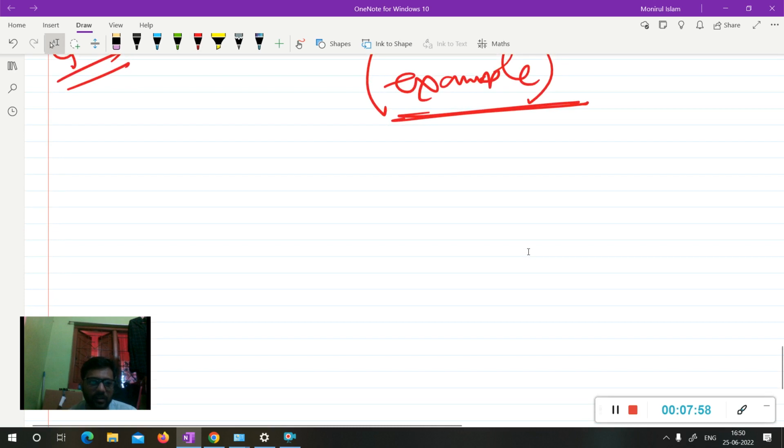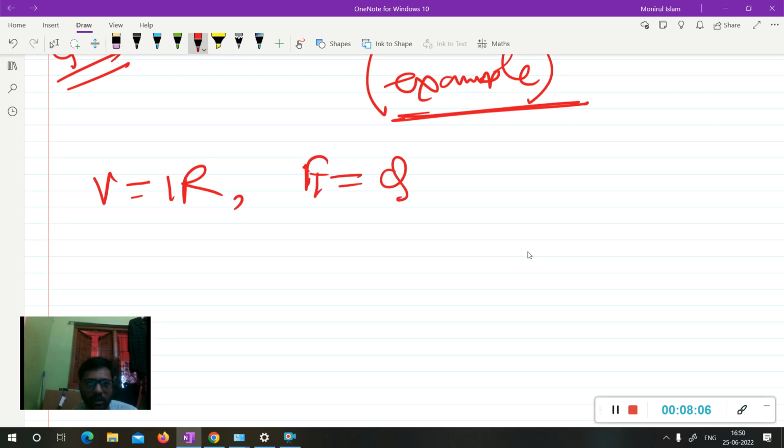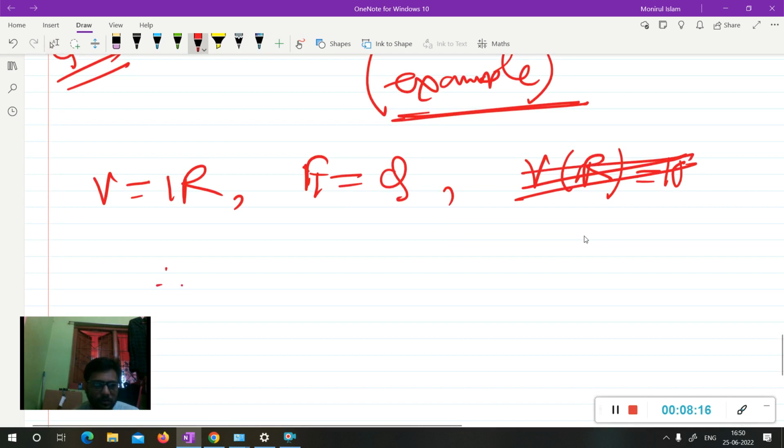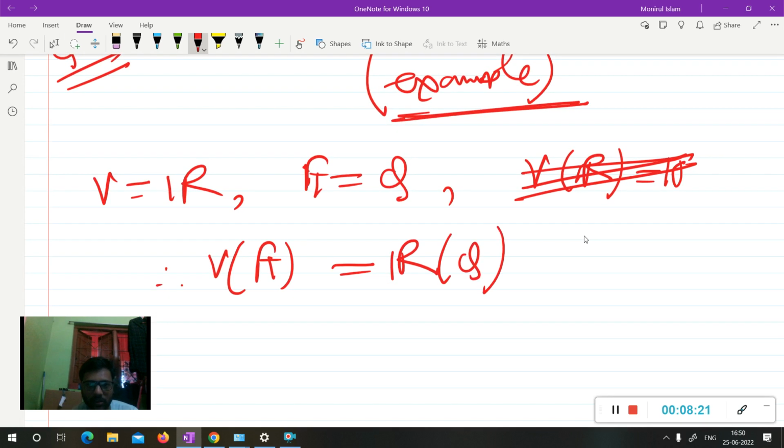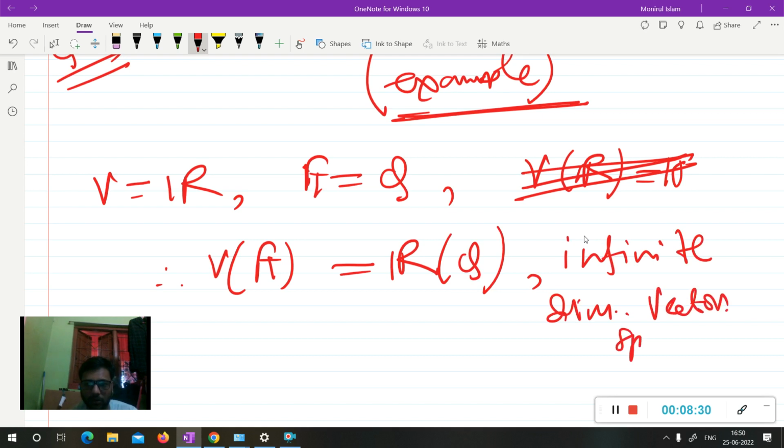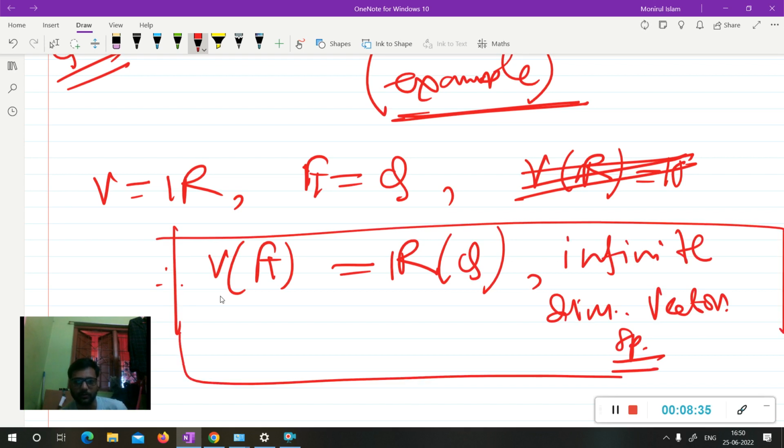The best example is if I choose V as R and the field as Q. Then this vector space V over F, that is, R over Q, is an example of an infinite dimensional vector space. This is an important example of an infinite dimensional vector space.